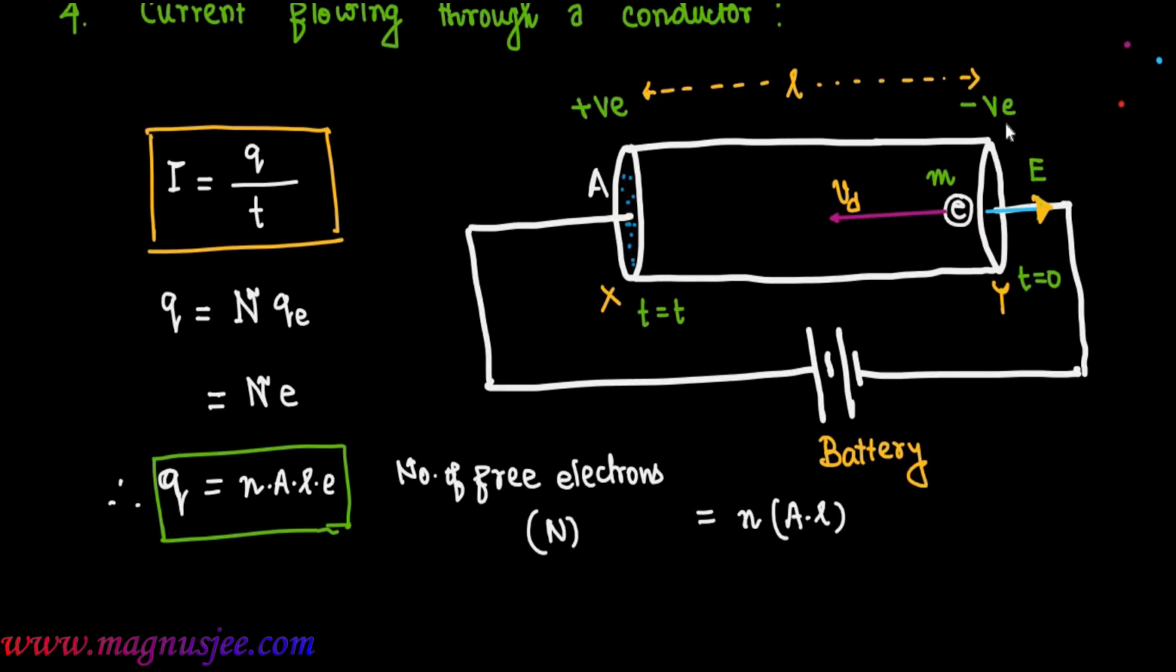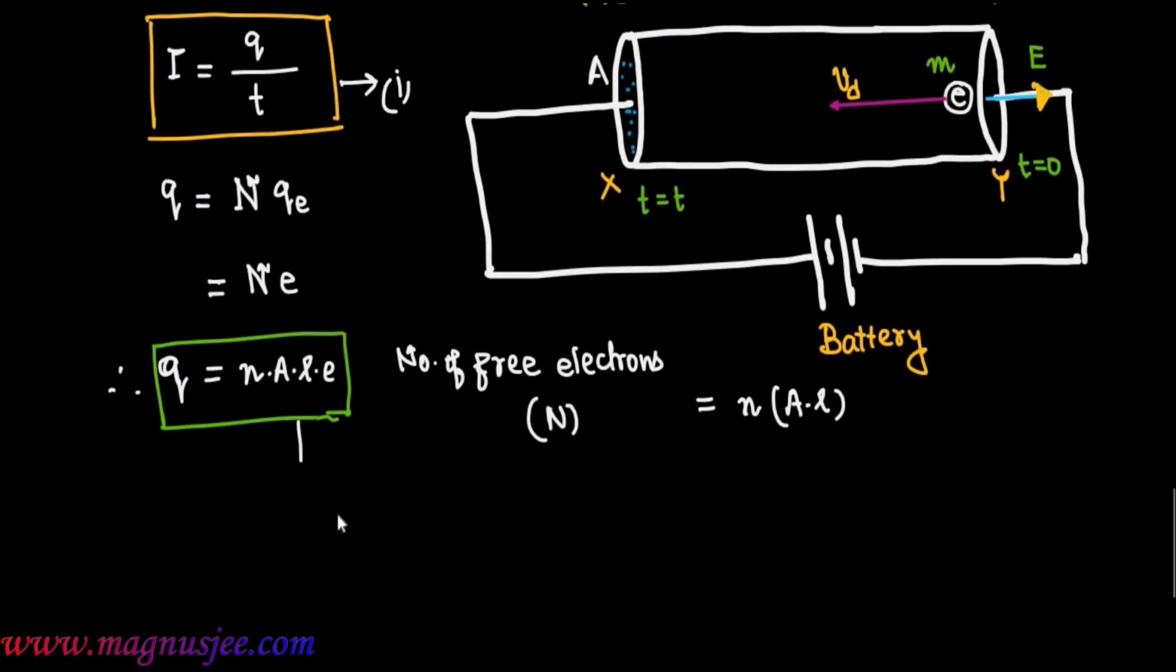In time t, though free electrons have negative charge, we have to consider the rate of flow of positive charge through the conductor XY, and that is equivalent to electric current. I is equal to q by t, which is equation 1, where q is the amount of charge which flows through the conductor. Now the time taken by a free electron to travel a distance L, which is equal to the length of the conductor XY, is t, and that will be equal to L by Vd. L is the length of the conductor and Vd is the drift velocity.